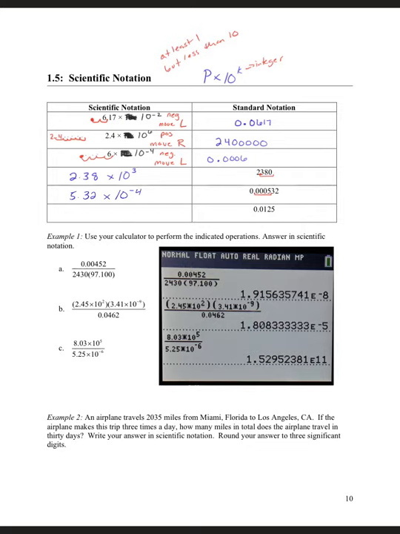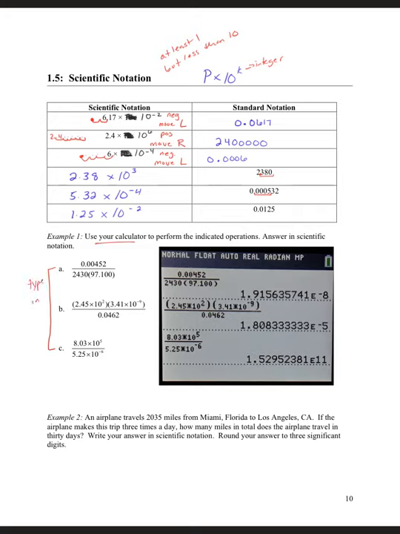Go ahead and try the last one. Right, we'd have 1.25 times 10 to the negative 2 power. Good. Now, with the next one here, it says example 1, use your calculator to perform the indicated operations, answer in scientific notation. So these 3 problems here, you are just going to be typing these into your calculator.